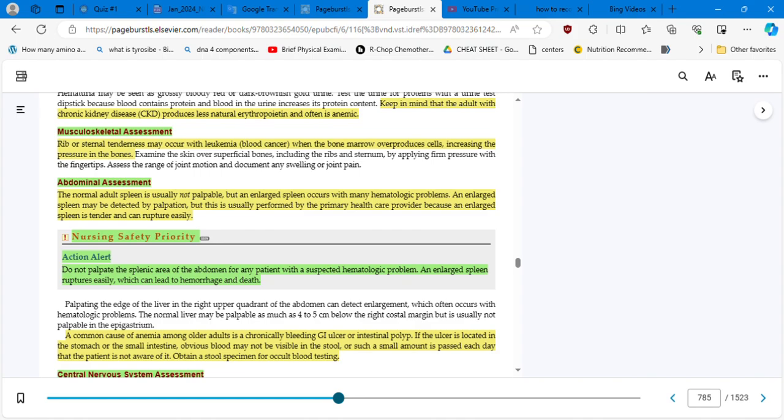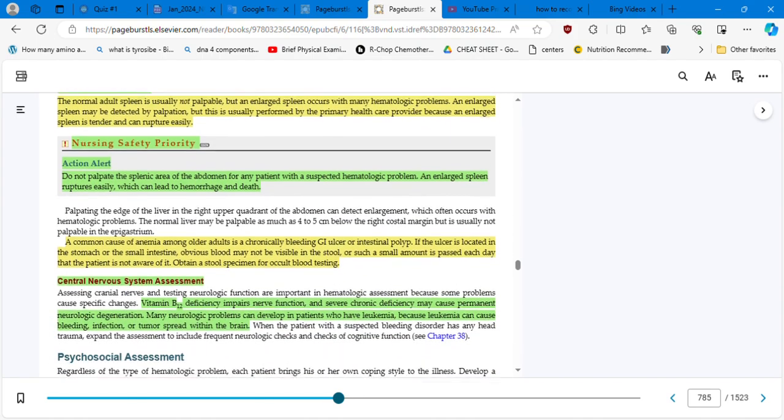Abdominal assessment. The normal adult spleen is usually not palpable, but an enlarged spleen occurs with many hematologic problems. An enlarged spleen may be detected by palpation, but this is usually performed by the primary healthcare provider. Don't try to palpate the spleen, please. It's not your job, because an enlarged spleen is tender and can rupture easily.